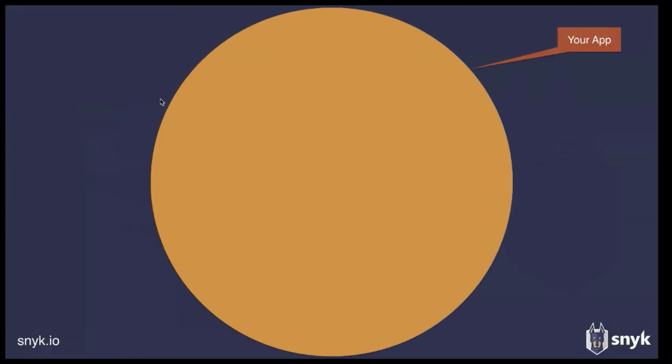So when you think about your app, I want you to think about this orange circle here. This orange circle represents the entirety of your app in production. The thing that we really like to drive home to people is that even though this big circle represents your code in production, there's really a tiny bit of this circle that actually represents the code that you wrote. Everything else are the open source dependencies that you're using.